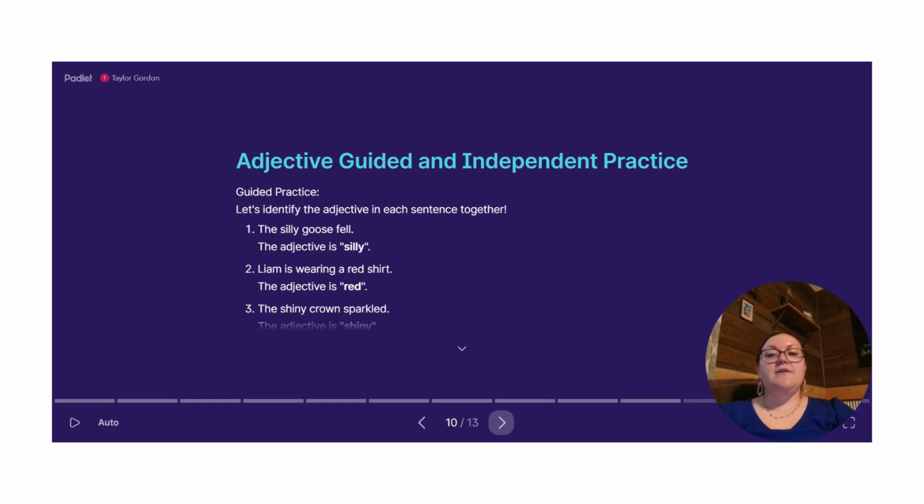Let's do some practice together. Number 1, the silly goose fell. Our adjective in this sentence is silly. Number 2, Liam is wearing a red shirt. Our adjective is red. Number 3, the shiny crown sparkled. Our adjective is shiny.